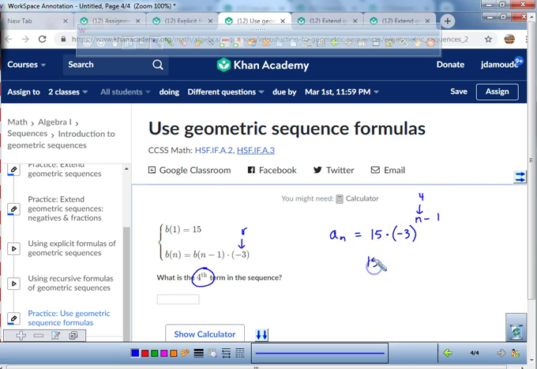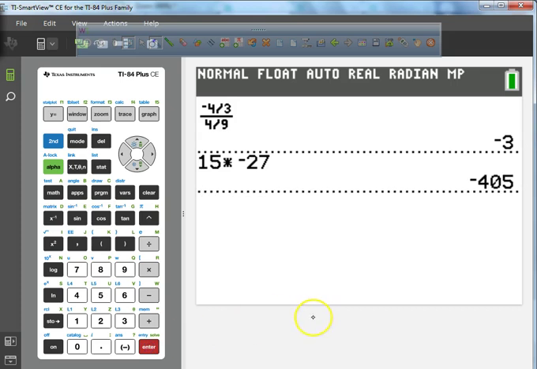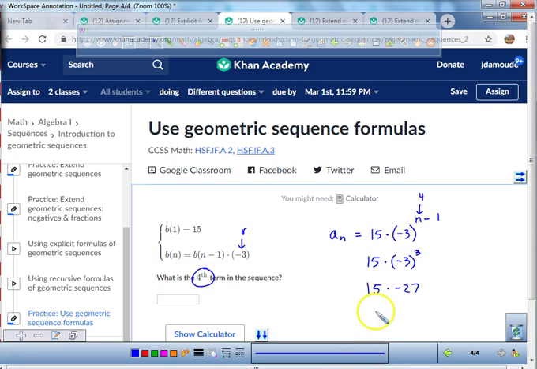I'm going to get 15 times, open parentheses, negative 3, to the 4 minus 1, which is 3. 15 times a negative 3 times a negative 3 times a negative 3 is a negative 27. And so I would do 15 times negative 27. So 15 times negative 27 gives me a total of negative 405. So that would be my answer for this particular one.